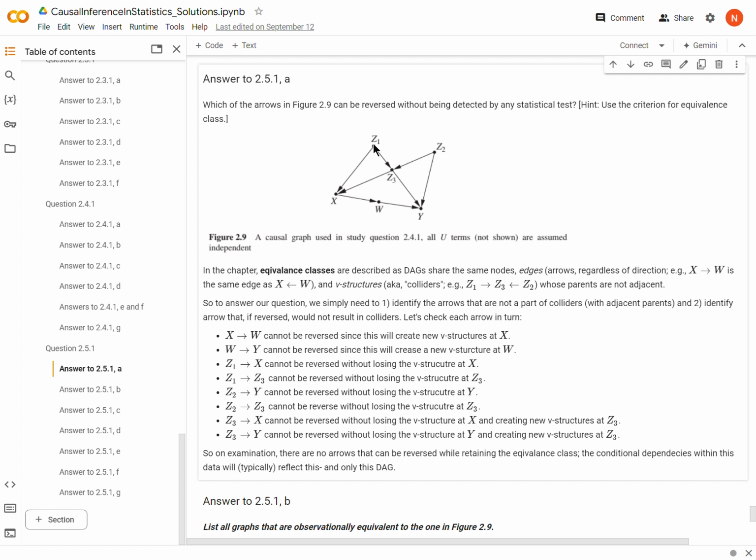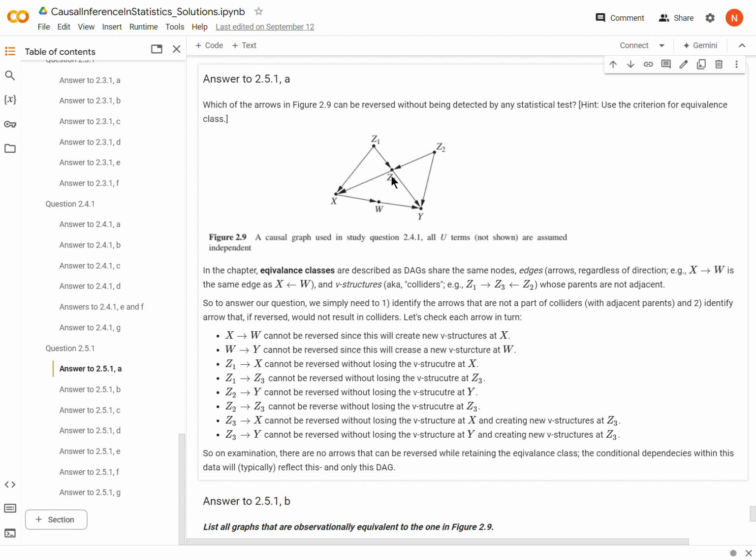What about the one from Z1 to Z3? Well, if we reverse that one, again, we're losing a collider here. What about from W to Y? Well, we're losing a couple of colliders, W Y Z3 and W Y Z2, and we're also creating a collider at W, X W Y. And so if you go through every arrow here, what you'll discover is that there are no arrows that we can reverse without either losing or creating different V structures.